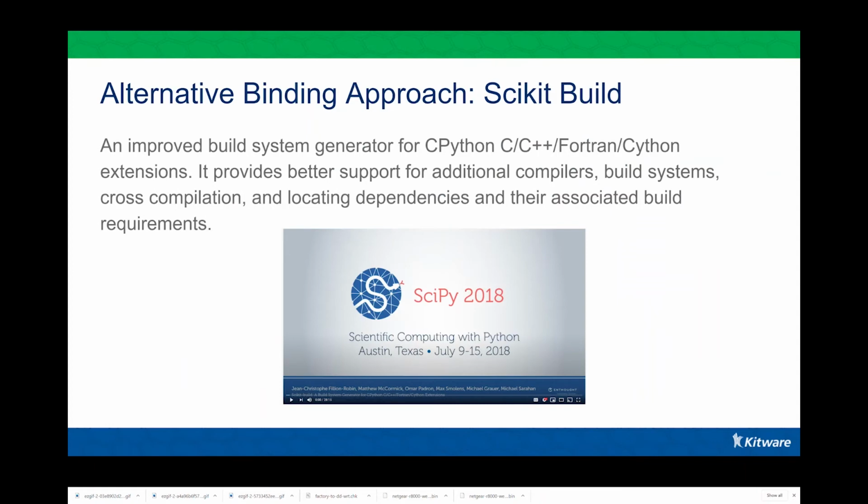An alternative approach to binding is to use the scikit build system. It's a turnkey system for creating Python bindings for your C++ if restructuring your architecture is a bit overwhelming.